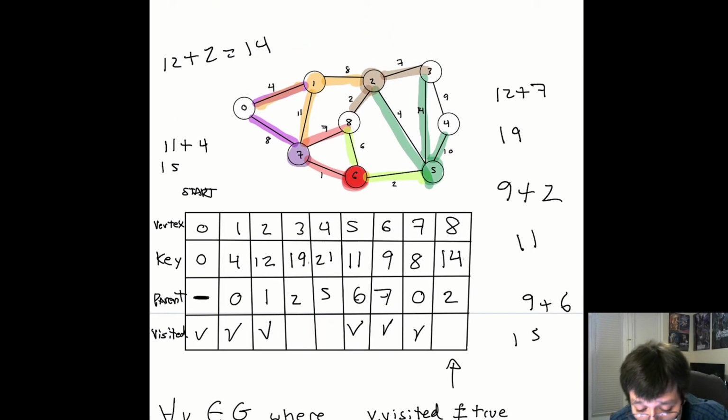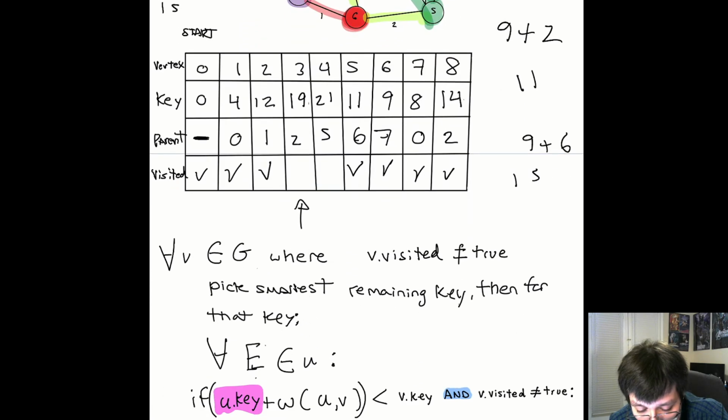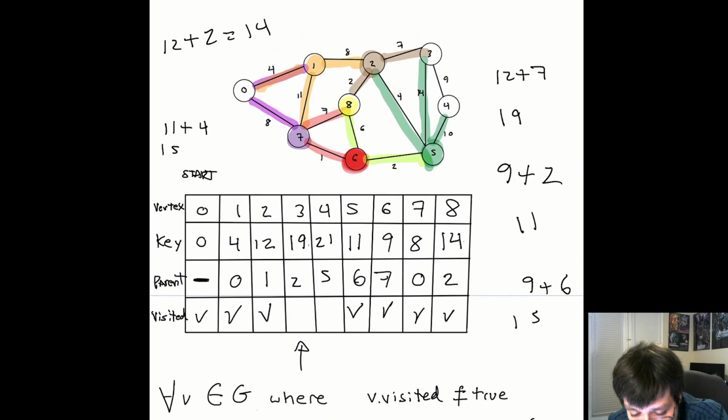Okay, so looking at vertex 8, this might be an easy one because it's got 3 edges going out, and it's vertex 2, vertex 7, and vertex 6, and they all have already been visited, so no update required. Very nice. So we can just mark that as visited and we can move on. 19 and 21, 19 is smaller, so we have to go with vertex 3 next. Vertex 3. Vertex 3 has 3 edges, of which the ones at 2 and 5 we don't care about because those are already visited.